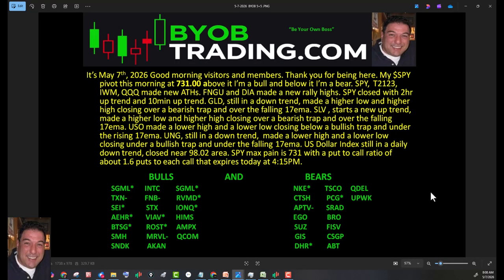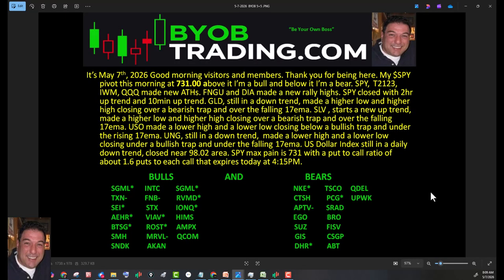USO, lower high, lower low. Closed below a bearish trap and under the rising 17. I think that's still in an uptrend. UNG still in a downtrend, made a lower high, lower low, closed under a bullish trap and under the falling 17. US dollar index still in a daily downtrend, closed near the 98.02 area.